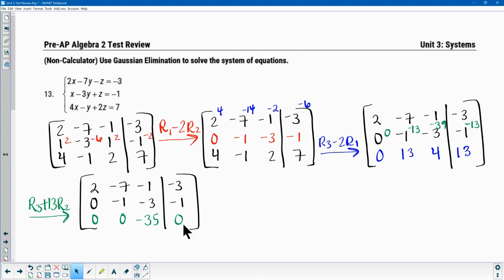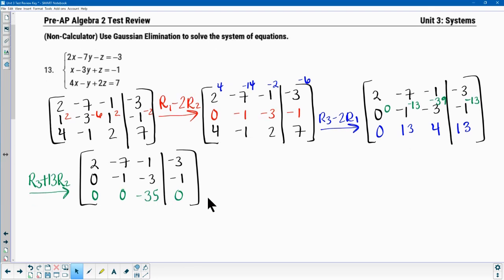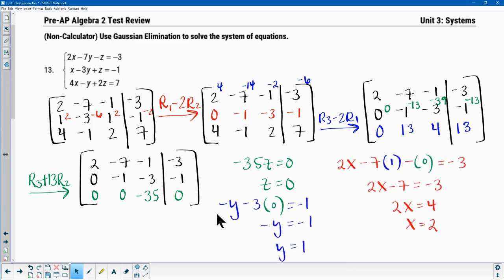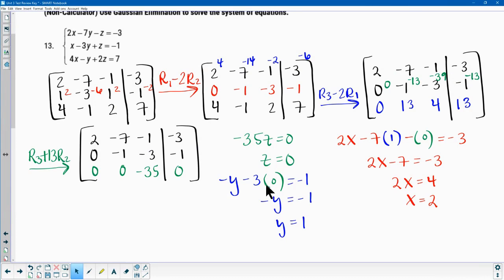Now, don't get confused. You are not wrong if you made it this far. When I write this out as an equation, I'm going to get -35z equals 0. And that's okay, because I can go in and divide on both sides by -35, and 0 over -35 is just 0. So z is equal to 0 in this case. Then I'm going to use this value to work my way up. So the next equation I get is not that one. I get -y minus 3 times 0 equals -1. -y equals -1. Y is equal to 1.